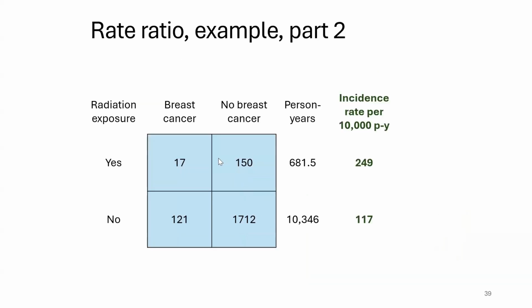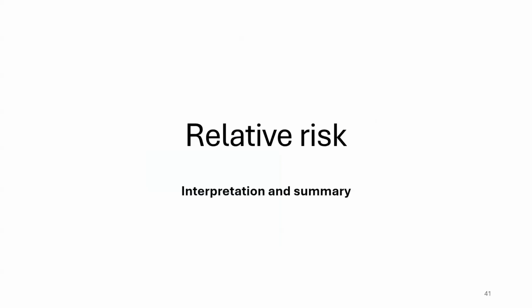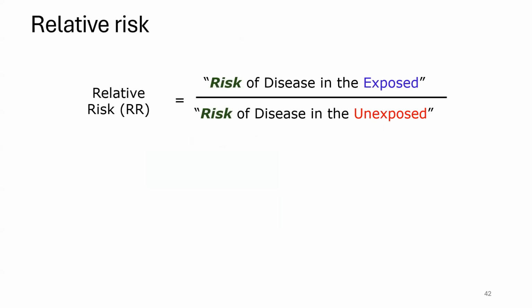So you would calculate this by taking 17 divided by the amount of time they contributed to get 249 per 10,000 person years. In the unexposed group, you would have 121 divided by the total person years to get 117 cases per 10,000 person years. To get your rate ratio, you get a rate ratio of 2.13. So how might you interpret this?